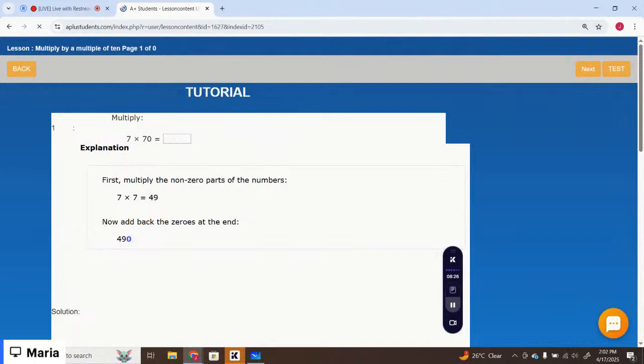Seven times 70. So we have to multiply the non-zero part of the numbers. So just multiply the non-zero numbers, that are 7 times 7. 7 times 7 is 49. Then we have to add the zero. We have one zero. 7 times 7 is 49, that is 490. 490 it is.